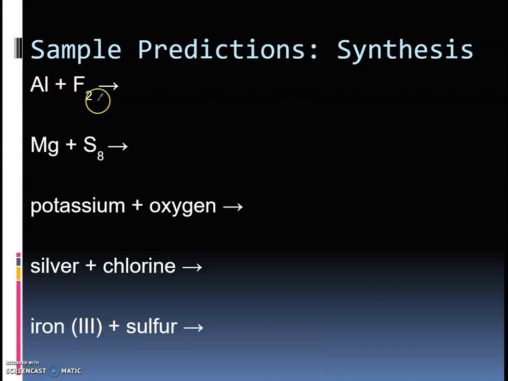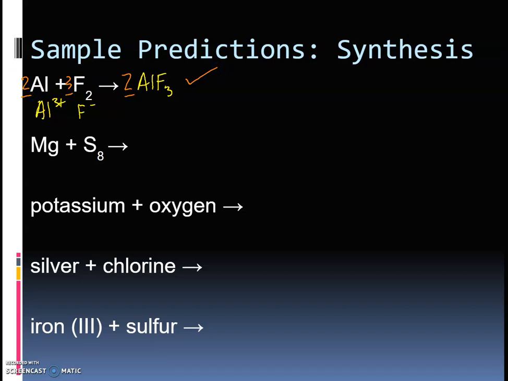So we have Al plus F2. Aluminum makes a 3+. F makes a 1-. So when I crisscross them, I get AlF3. Don't just stick these together, okay? And then you balance them out by putting a 2 here, a 3 here, and a 2 here. And now we are balanced.